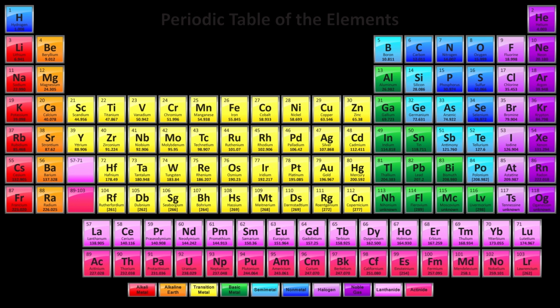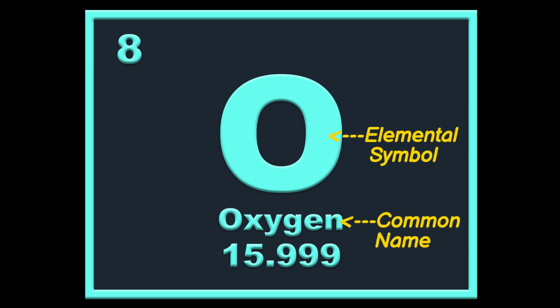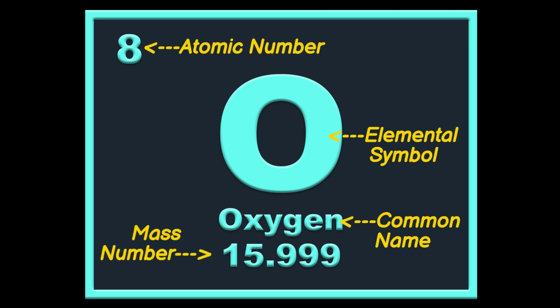Each element of the periodic table is listed in a box with some important information about the atoms of that element. The first thing you might notice is the larger letter or couple of letters in the center of the box. This is the elemental symbol. This is the abbreviation for the element's common name, which is usually printed just below the symbol. Next, there is generally a number found either right above the symbol or in the upper left corner of the element's box. This is the atomic number. Below the element's common name, you will find the element's mass number. Both the atomic and mass numbers give important information about the atoms of the element.